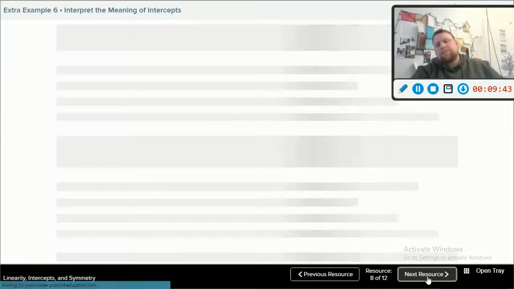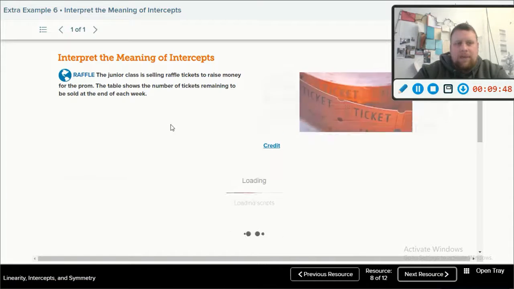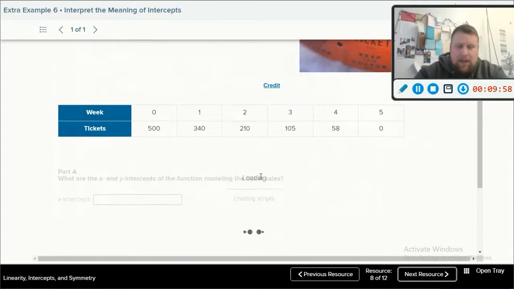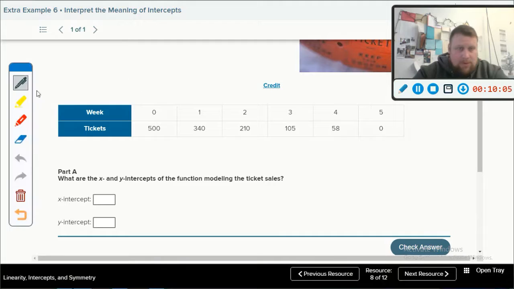And what do intercepts mean at times? Well, let's look at that. Let's look at them from a table. So the junior class is selling raffle tickets to raise money for the prom. The table shows the number of tickets remaining to be sold at the end of each week. Okay, so let's look at our x-intercepts. What are the intercepts? First of all, remember, the x-intercept is where y equals 0, right? And the y-intercept is where x equals 0.